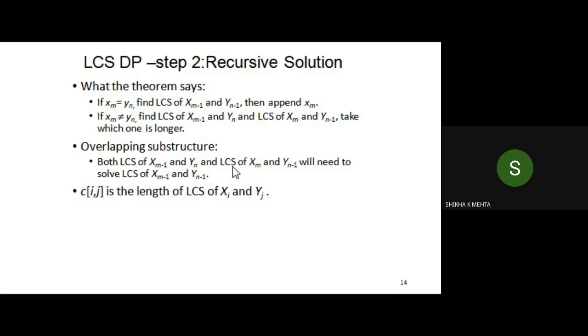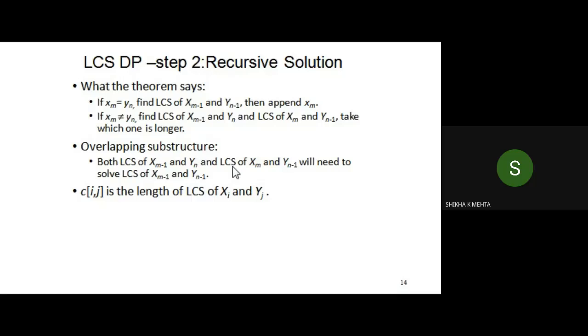So what does this particular theorem say? If we compile all the conditions, it says that if Xm is equal to Yn, then find the longest common subsequence of Xm minus 1 and Yn minus 1. That means if they are the same, we find the longest common subsequence of both prefixes, and then just append Xm. And if Xm is not equal to Yn, then we find the longest common subsequence of Xm minus 1 and Yn, and similarly for the third case, and we take whichever is longer.